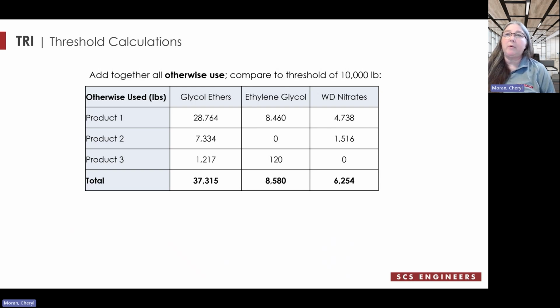So here you see we already have product 1 entered. We'll also do this calculation for products 2 and 3 and however many others we have, and add them all together. Now we can see here that our glycol ethers are reportable for 2023 because this is the only one of our calculations that exceeds the 10,000 pound threshold.